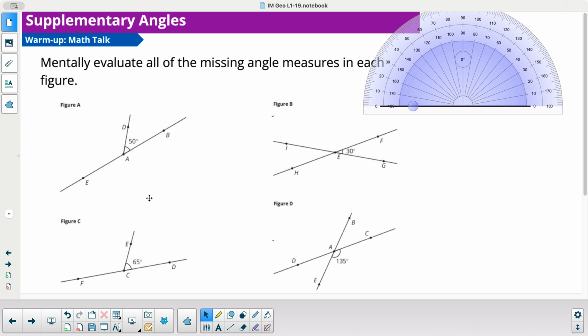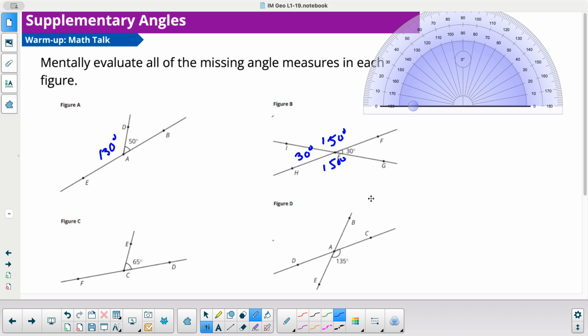So clearly this angle DAE is going to be 180 minus 50. This is going to be 180 minus 30. And then angle IEH is going to be 180 minus 150. And the same idea here, angle HEG is 180 minus 30. Same idea over here, 180 minus 65 would be 115. Obviously, angle FCD is all the way down here. That's 180. But I won't write it.